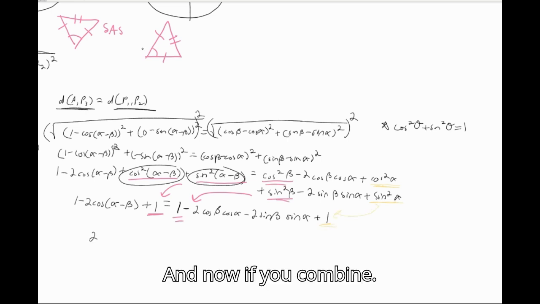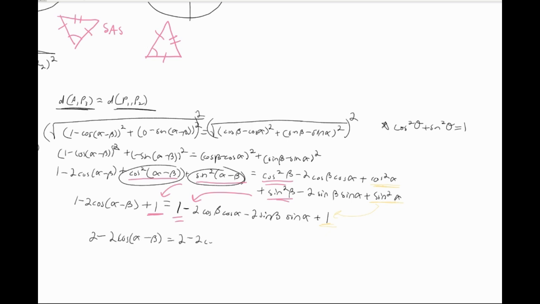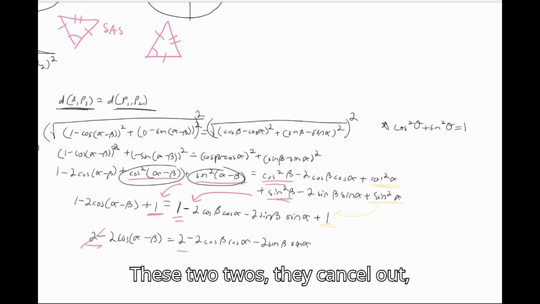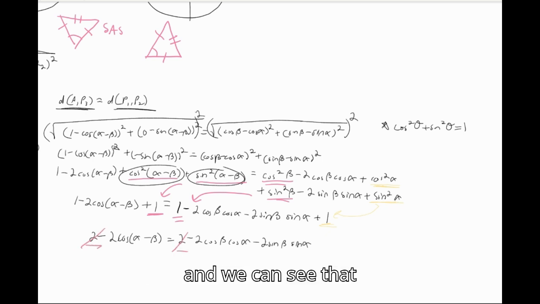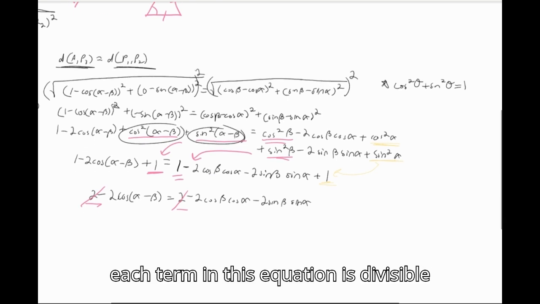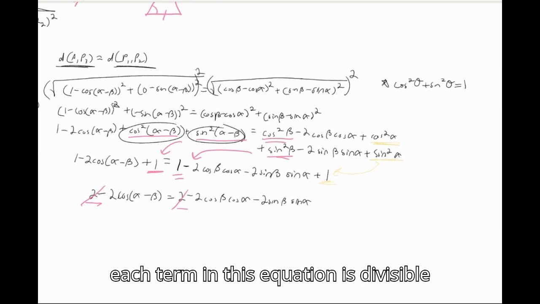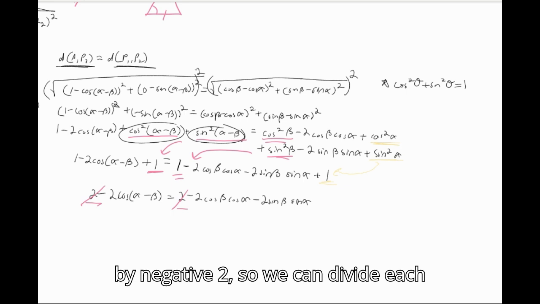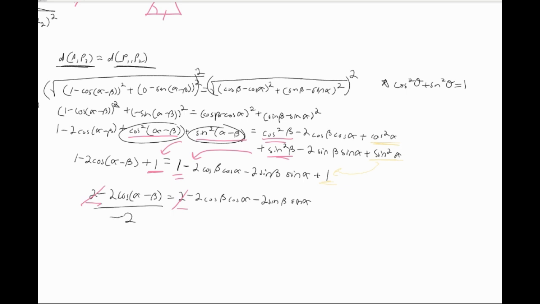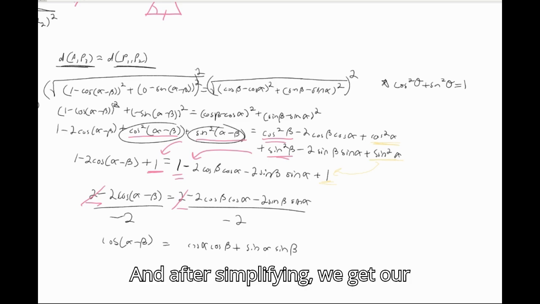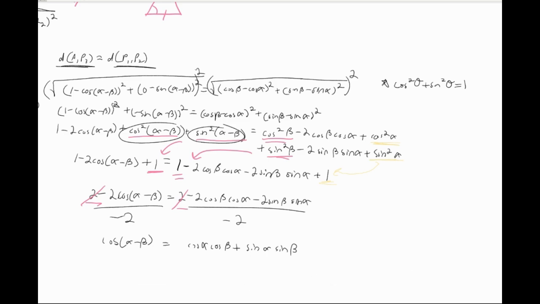And now if we combine these, the 2's cancel out, and we can see that each term in this equation is divisible by -2, so we can divide each side by that. And after simplifying, we get our formula.